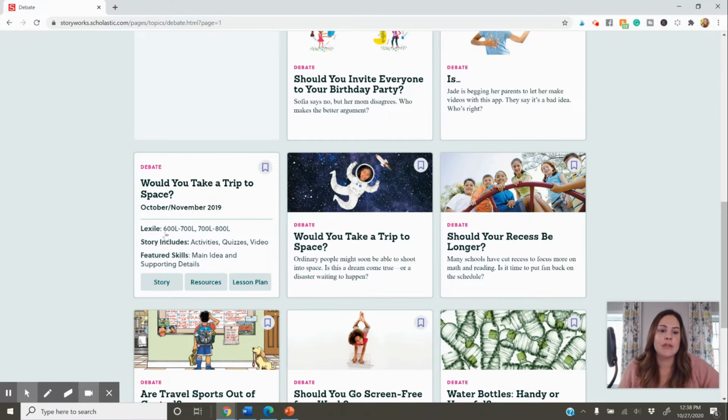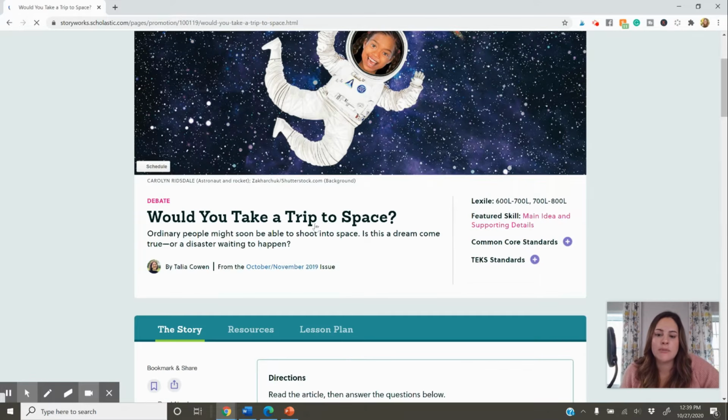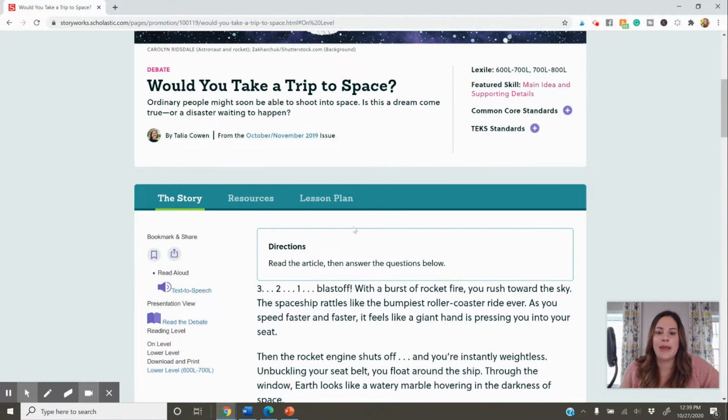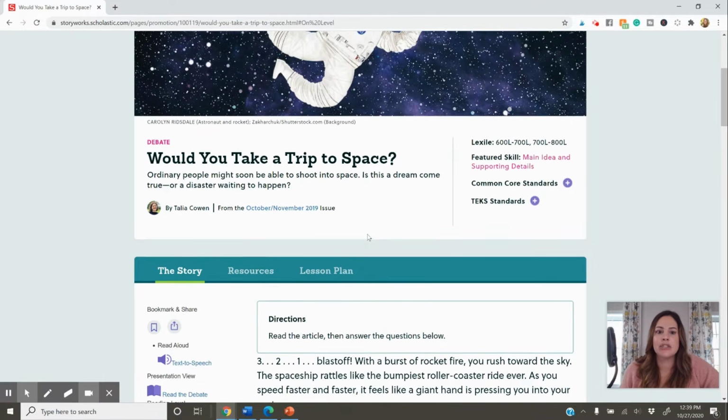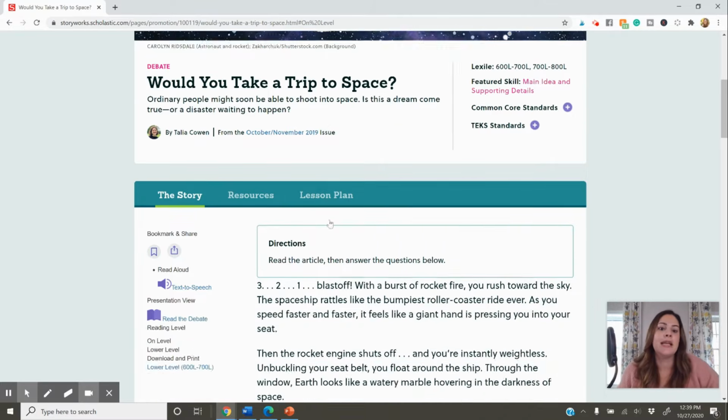So when it flips over like this one just did, you can actually go ahead and take a look at it. So would you take a trip to space? Let's look at the story. You can actually click any of those. You can download the whole lesson plan, and it's just a really fun way for the kids to see this and talk about both sides of the debate, both sides of taking a trip to space.